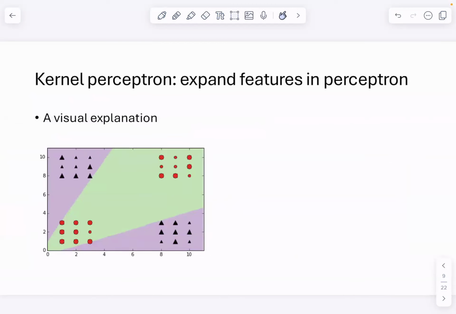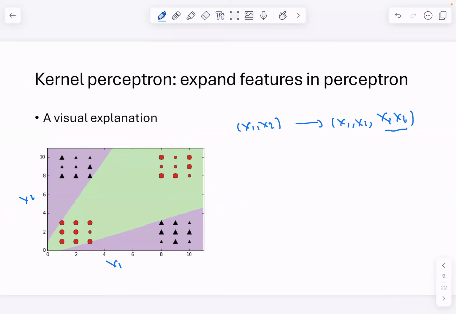I'll give you a visual explanation of how this is achieved. In this case, if you use only the original features, you cannot find a linear line that separates these two clusters. Let's say the original features are x1 and x2. We have two features, but now let's map them to new features: the original x1, x2, and we add a new feature, x1 multiplied by x2.